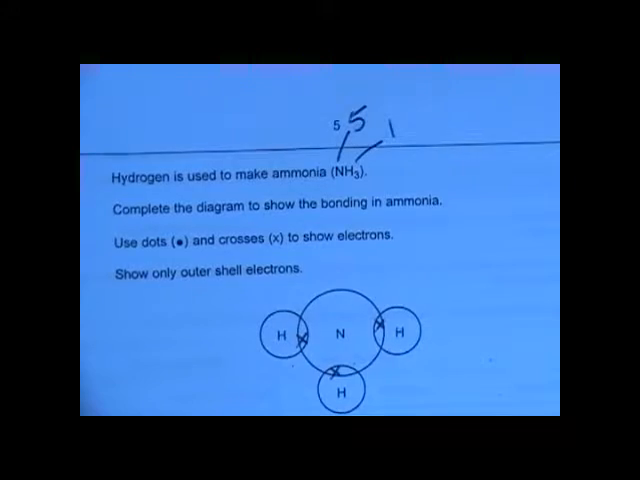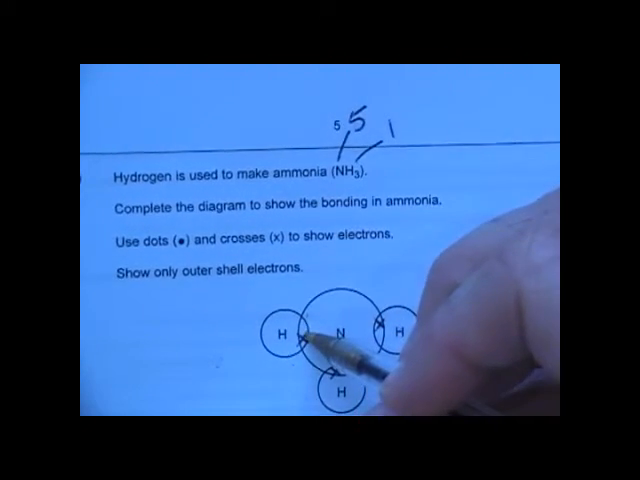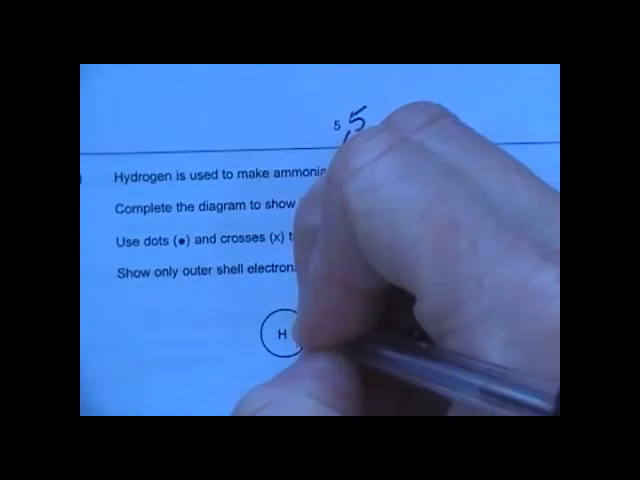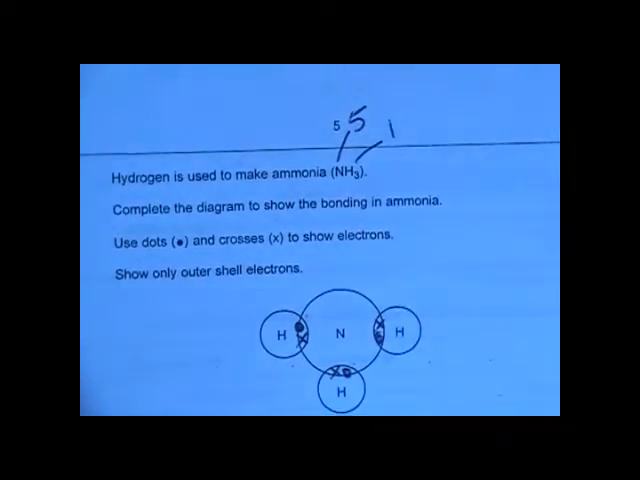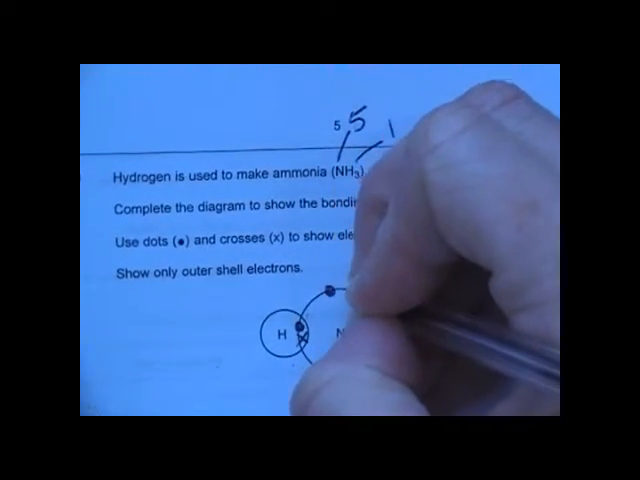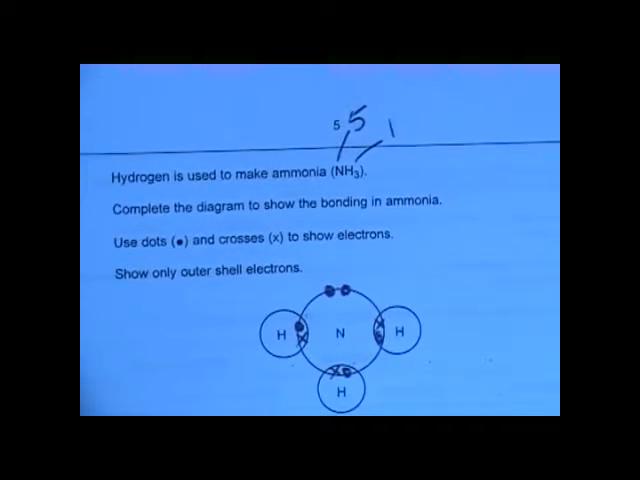There is 5 for nitrogen, but I can only do 1 in each of those shared spaces to match up with the 1 for hydrogen. So I'm going to draw a little circle here, a circle here, and a circle here. So that's 3 electrons that I've put on for nitrogen already. The other 2 need to go on the outside.